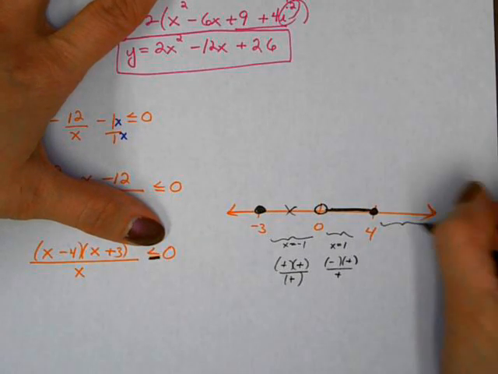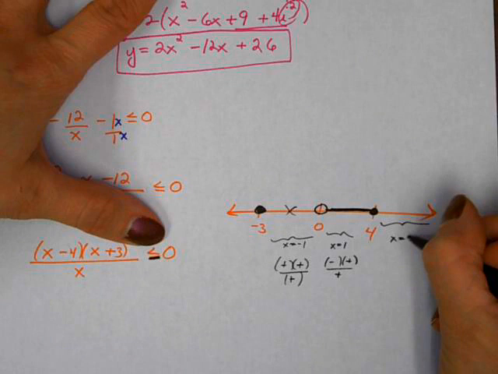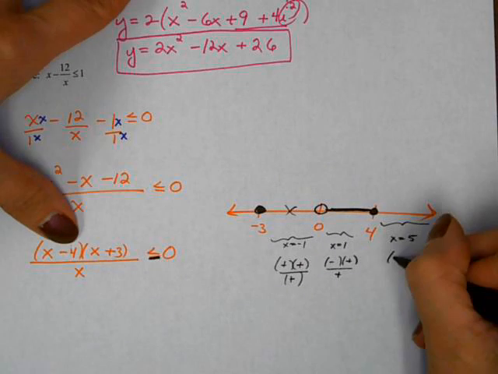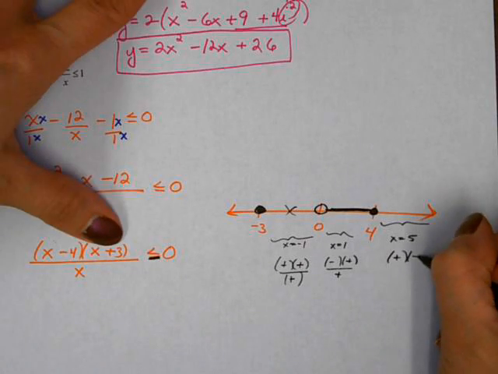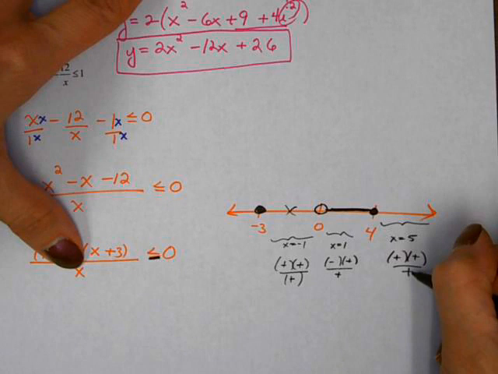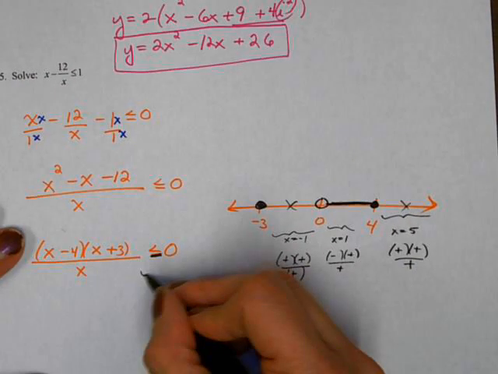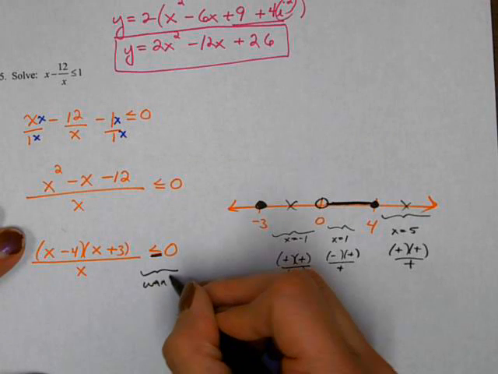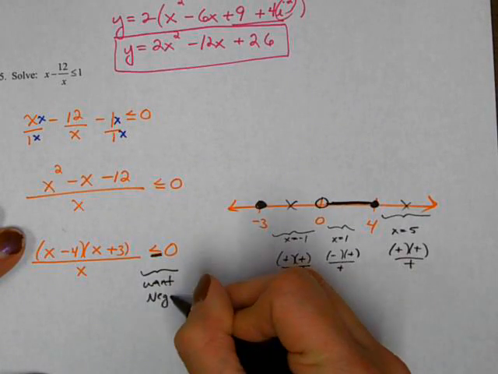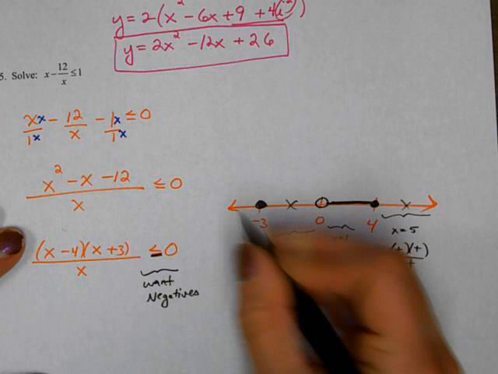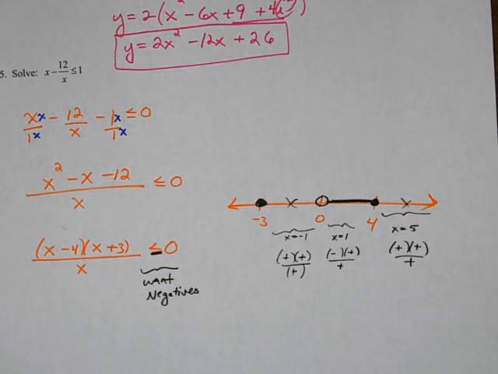Okay, let's take, how about the number 5? 5 minus 4, positive. 5 plus 3, positive. Divided by positive. No, that's not going to work, because what we want are negatives. So we're trying to find the areas on the number line that give us negatives.